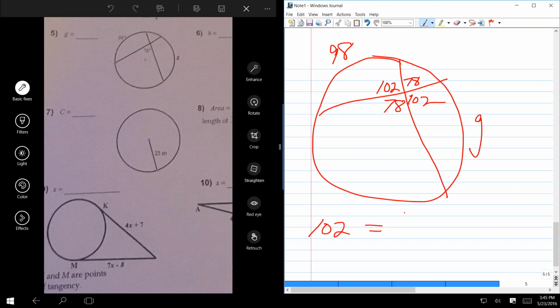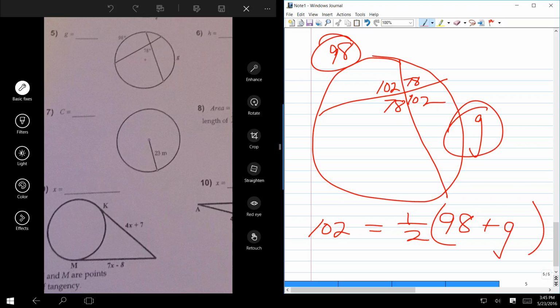98, or what? It's a combination of that and that. It's the average between those two. So 102, if it's the average, it has to be what? 1/2 of 98 plus G.